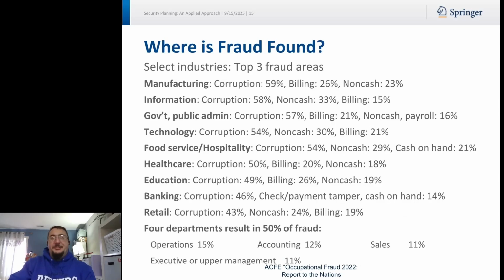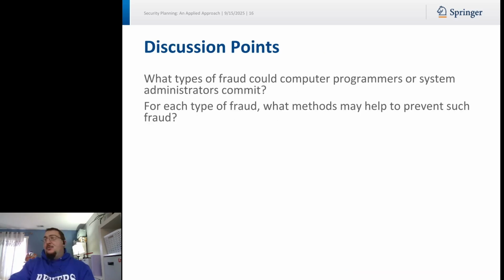Fraud comes through multiple areas. Manufacturing, for example, is corruption. In fact, corruption is top for all of them. After that, you get billing and non-cash. Those get flipped back and forth through the majority of them, but every once in a while it's cash on hand. What type of fraud could a computer programmer or administrator commit? Example of that could be rounding errors.